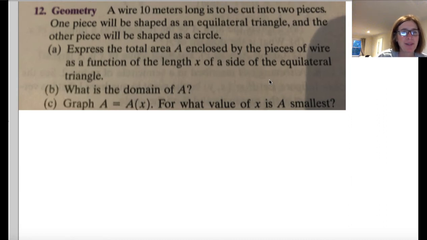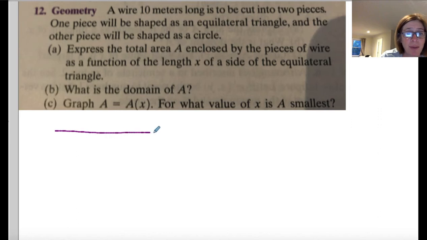So question number 12 that you asked me about. It says a wire 10 meters long is to be cut into two pieces. One piece will be shaped as an equilateral triangle. The other will be shaped as a circle. Based on what I showed you the other day, I'm kind of glad we went over that. We did one that was similar to this. But here we've got this wire.